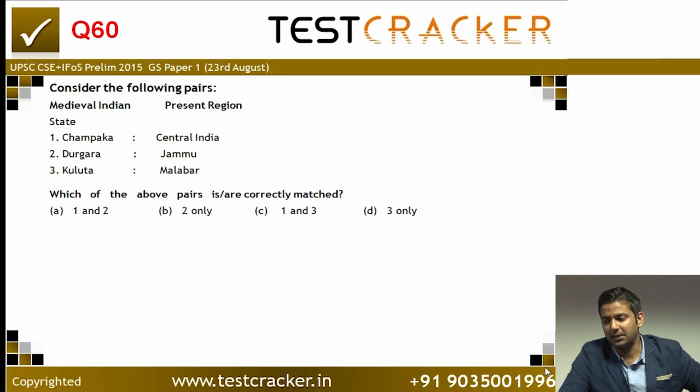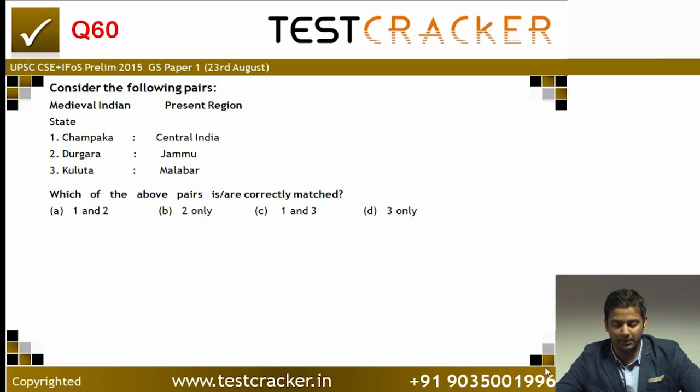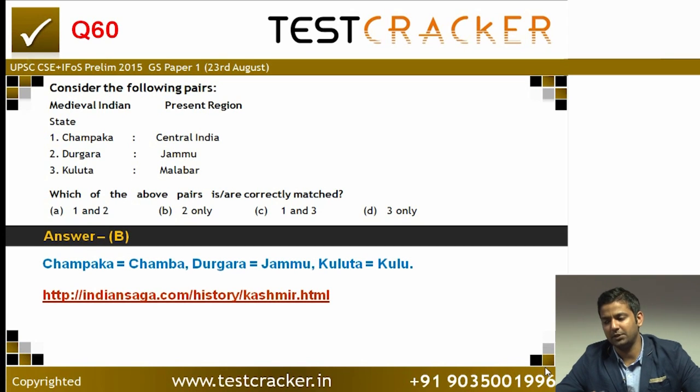Now, medieval region, present region, state. What was the name in the medieval times and what is the current name of the region? You have to mix and match this. This question is to be answered only if you know, otherwise it would be difficult to come to a conclusion. A very fact based question. Answer in this case is 2 only. Durgara was Jammu, Champaka was Chamba, which is in Himachal Pradesh, Kuluta is Kullu, not Malabar.